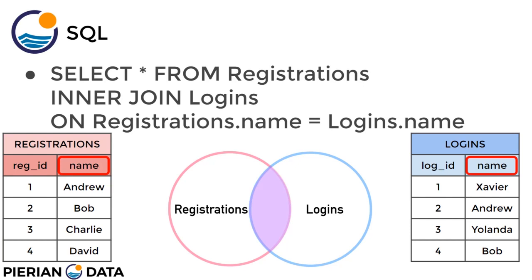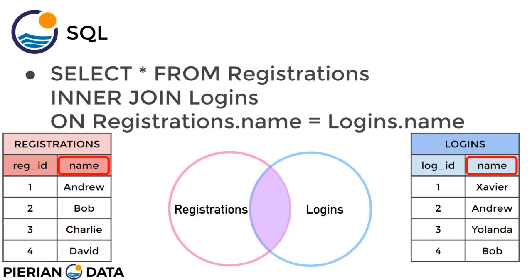Here we're going to say select all the columns from registrations, inner join logins. So that's essentially saying take the registrations table and then perform an inner join with logins, seeing the rows that happen to be in both registrations and logins. And then we have to decide what column we're actually looking at in order to perform this inner join. And in this case, we'll do it on the name.